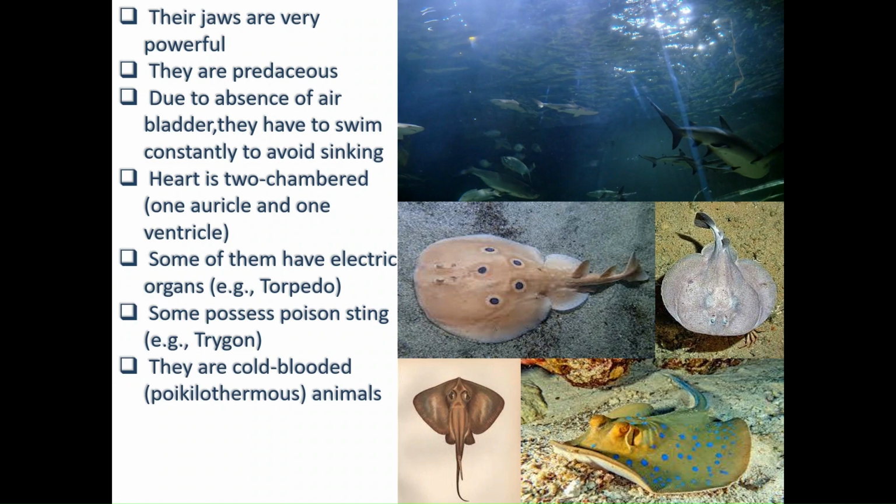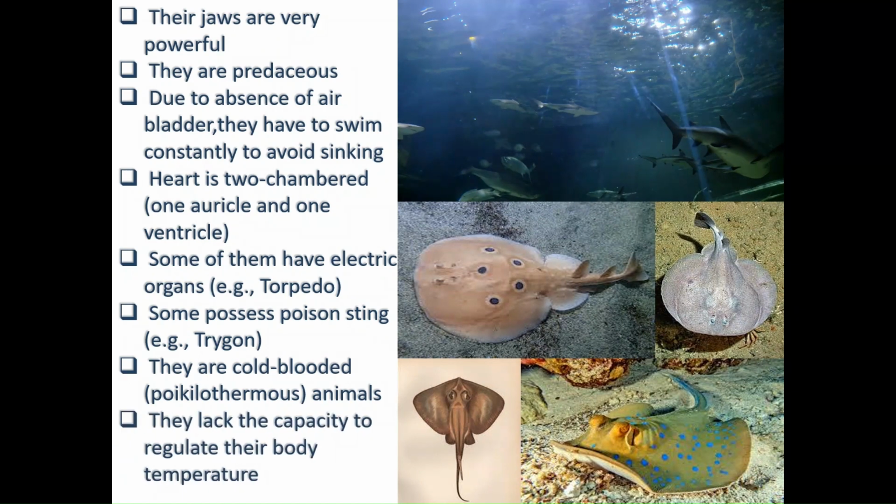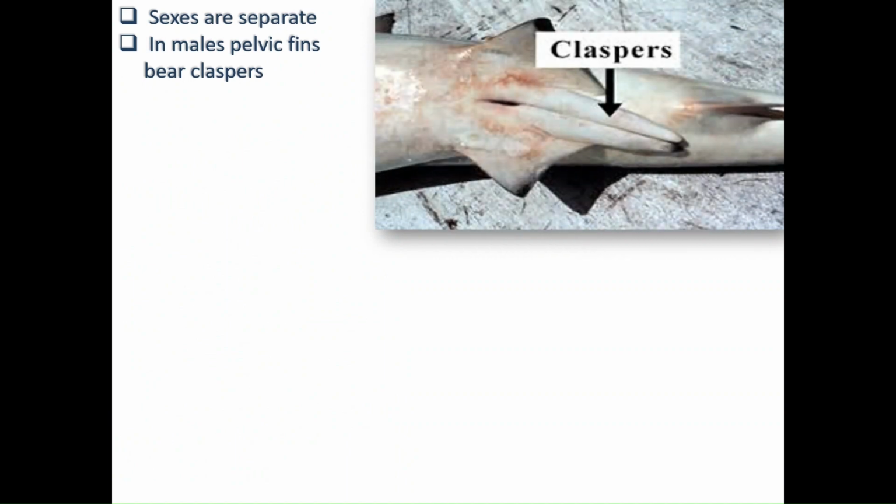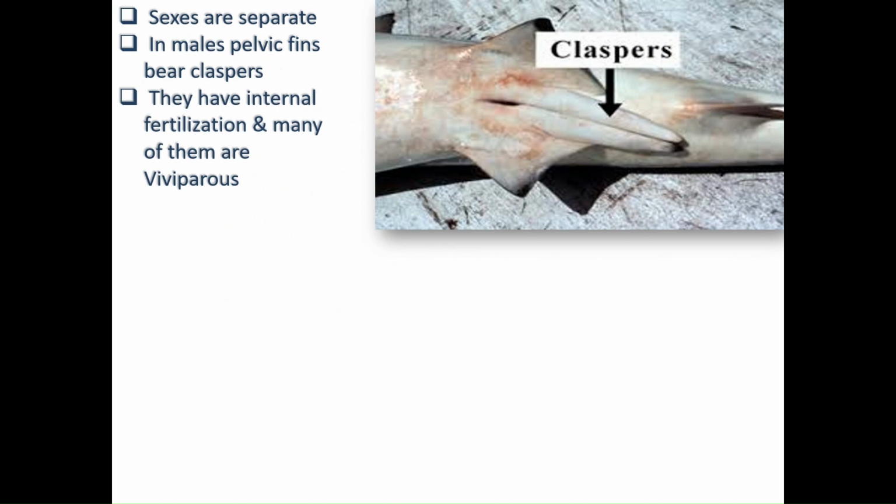They are cold-blooded animals, and the term is known as poikilothermous. They lack the capacity to regulate their body temperature, so they are cold-blooded or poikilothermous. Their sexes are separate. Male and females are distinct. And in males, pelvic fins have claspers. They have internal fertilization, and many of them are viviparous.